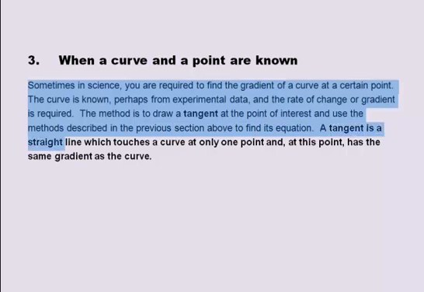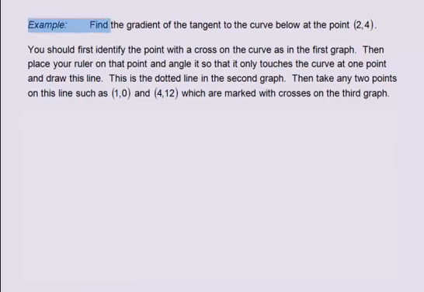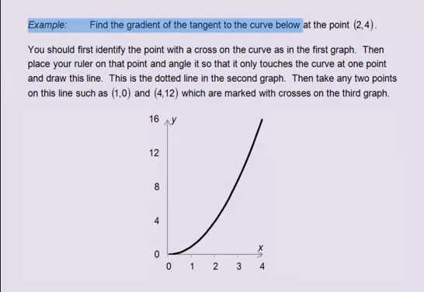A tangent is a straight line which touches a curve at only one point and, at this point, has the same gradient as the curve. Example: find the gradient of the tangent of the curve below, here, at the point (2, 4). You should first identify the point with a cross on the curve.